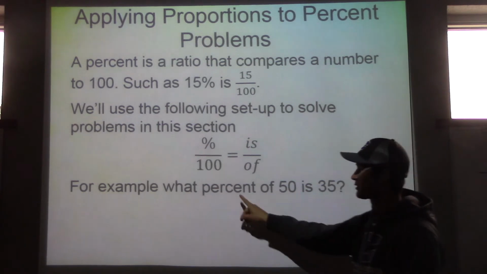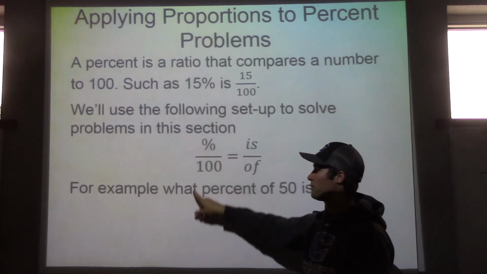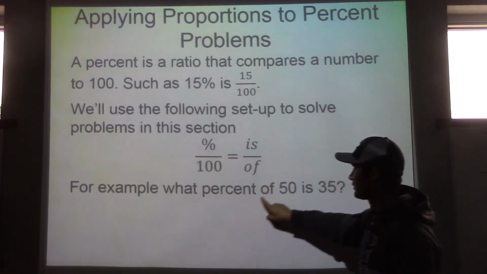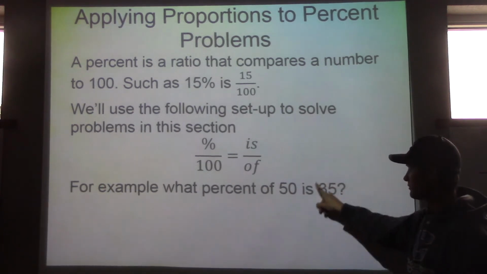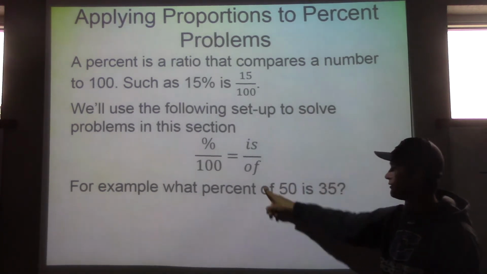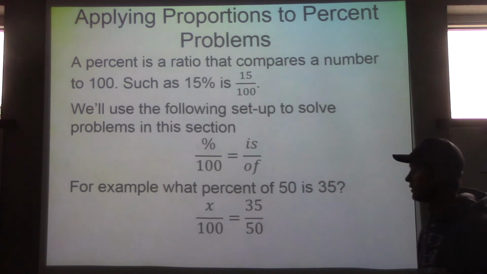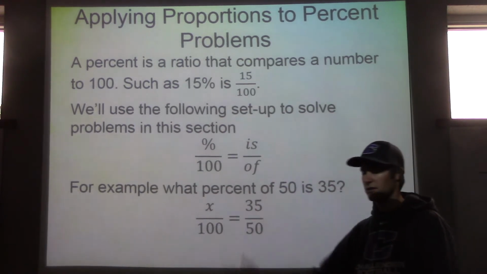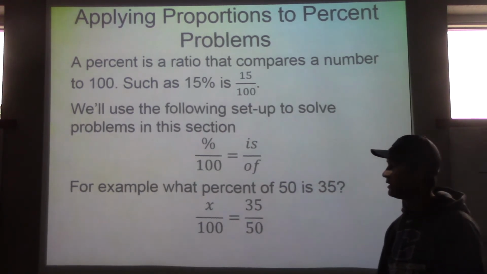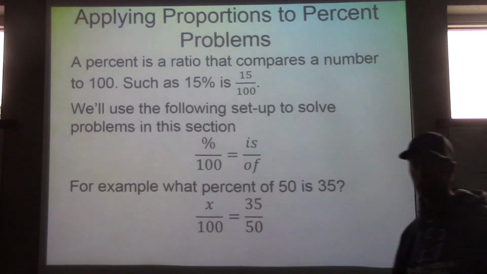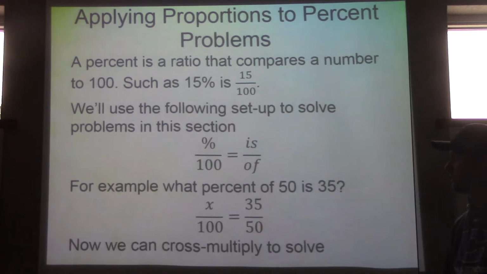So again, what percent? We don't know the percent, so we put x over 100. Now it's is over of. Is, what comes after is 35. Of is 50, so we go 35 over 50. We don't know the percent, so you leave it like that. And then we could cross multiply and solve. So that's what we're going to be going through today.